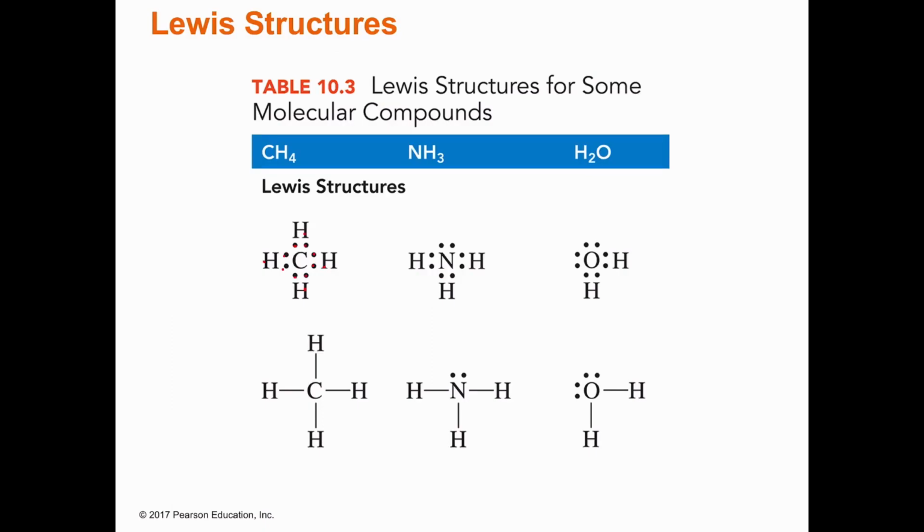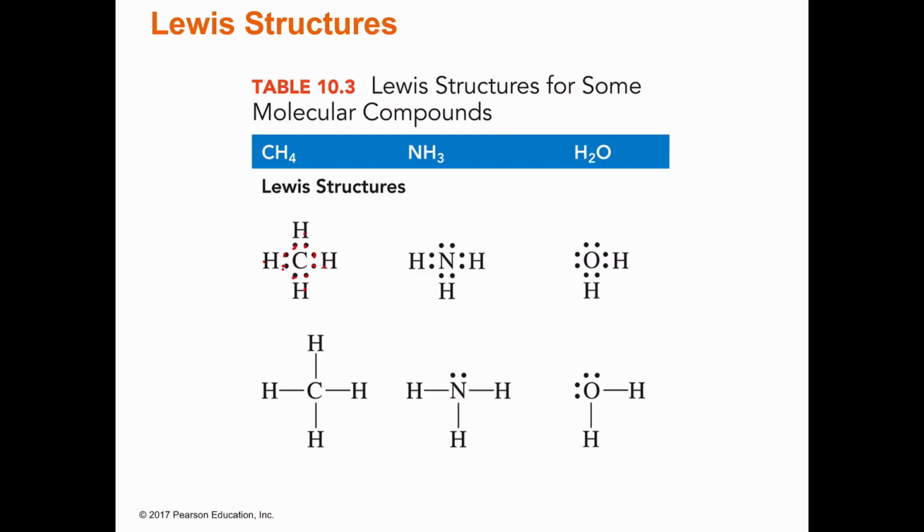Because hydrogens follow the duet rule. Hydrogens always want to have 2 electrons to complete their outer shell. Carbon in the middle follows the octet rule, so it should have 8 electrons around it. So we go 1, 2, 3, 4, 5, 6, 7, 8. Double check so that carbon has an octet.